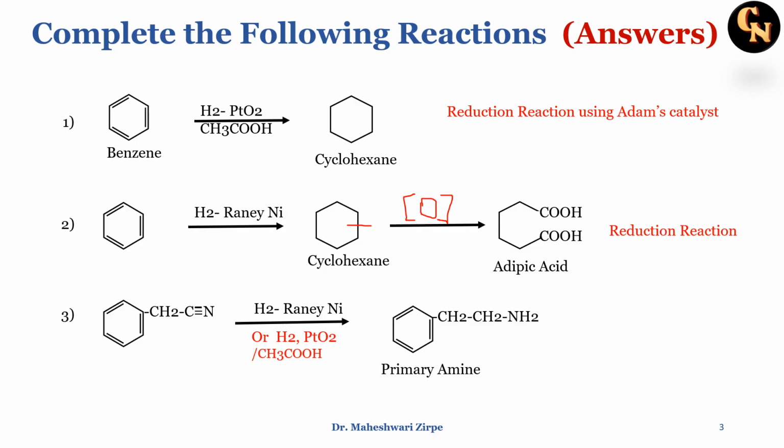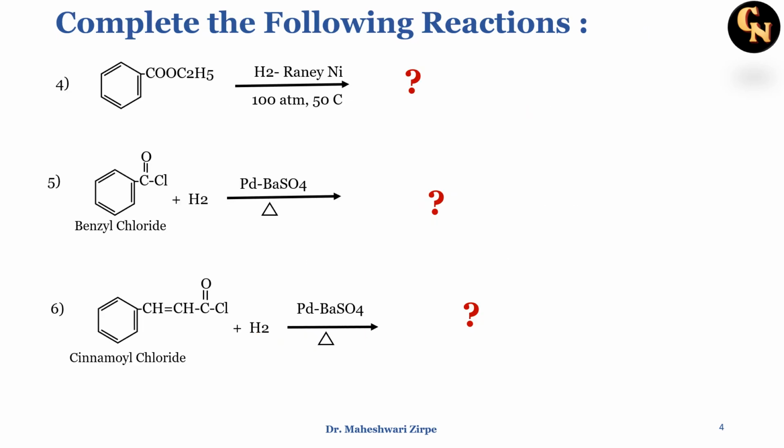Okay, and this way the cyanide has been converted into amine. So here you will find that we are going to get a primary amine, so a benzene ring, CH2, CH2, CN. Okay, so this way you are going to get the product, that is primary amine. So let us see the next one, the fourth one.